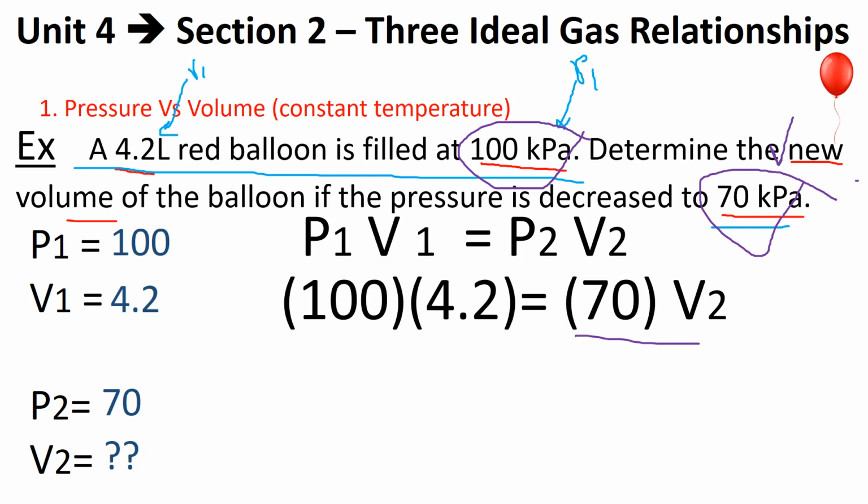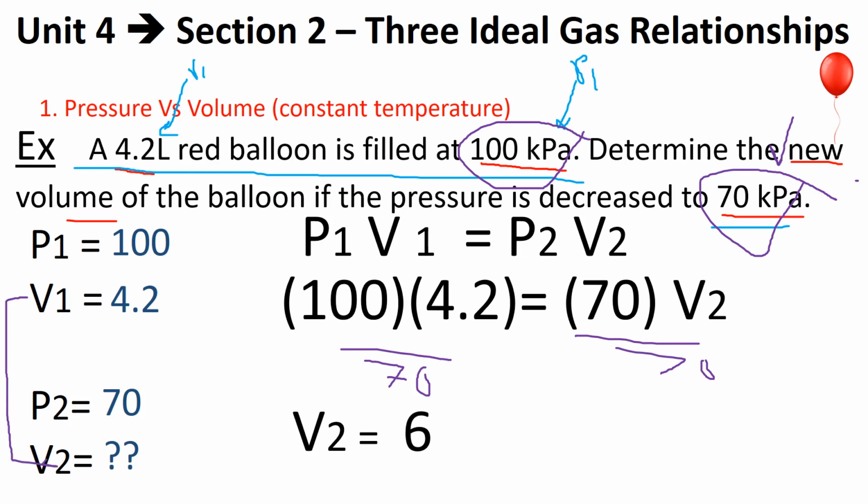It's probably easiest just to divide both sides by 70. That says 70, and that says 70 as well. And so in essence, V2 is going to be equal to 100 times 4.2 divided by 70. And if you grab your calculator and try that out, you get 6. Now, what are the units on this 6? Well, it's a volume. If you go back over here, you'll notice that this 4.2 is in liters. So if this is in liters, then our answer here is also in liters.